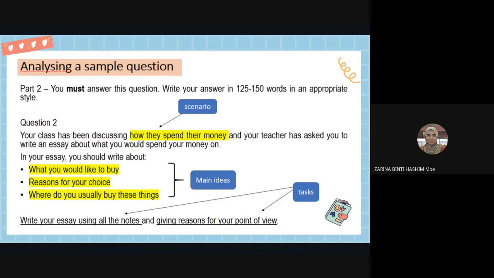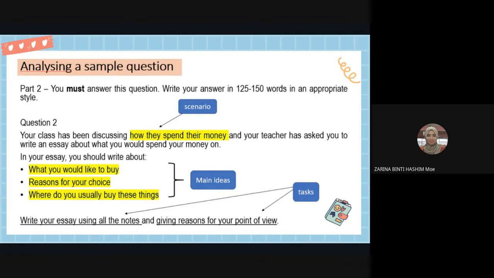And then the third one, where do you usually buy these things? That mean let's say you decide to buy maybe a handphone. Because why you want to buy the handphone? Because now is online learning, home-based learning, you have to use that very often. And then where do you normally buy handphone? Maybe you want to say you buy from Shopee or you buy from electrical shop. So you have to mention that.